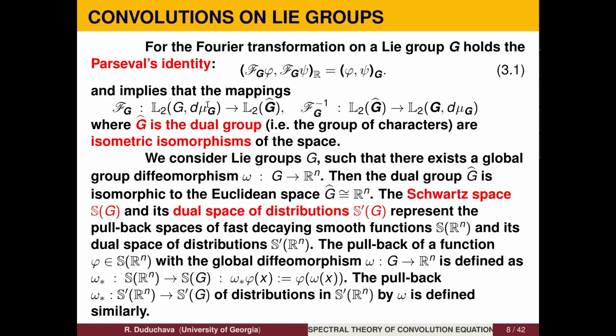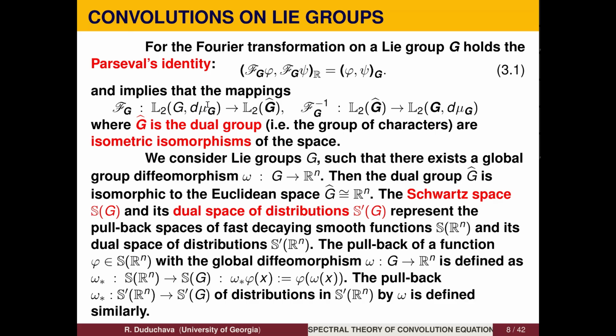We consider Lie groups such that there exists a global group diffeomorphism from our group to Rn. And the consequence of this is that the dual group is isomorphic to Rn. So this is the consequence of our admission, that we admitted that it's isomorphic to Rn.